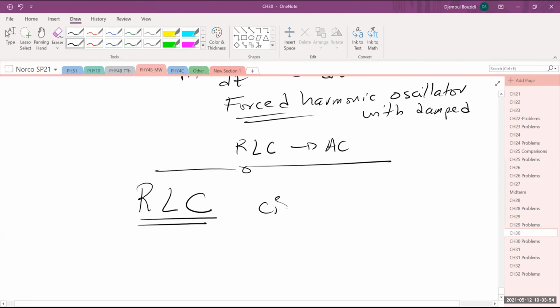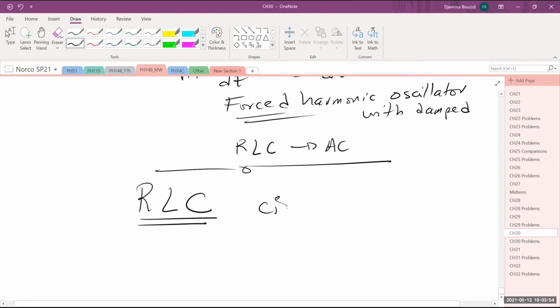I was hoping that you have done the mass spring system with the viscosity in it. Since you didn't do that in physics 4A, or at least a lot of you don't remember having done that, so we're going to touch base a little bit with more in-depth RLC circuits.